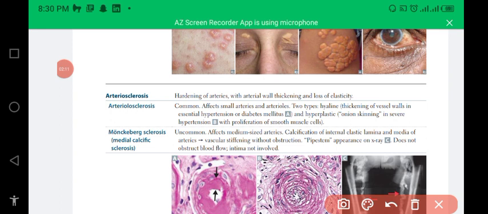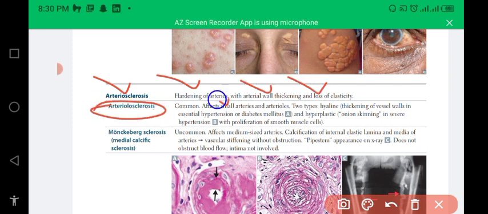And another disease is arteriosclerosis, meaning hardening of arteries, thickening of walls, loss of elasticity. Arteriosclerosis is common in small arteries, hyaline arteries, in hypertension, diabetes, essential hypertension, and hyperplastic onion skin lesions are involved in arteriosclerosis.